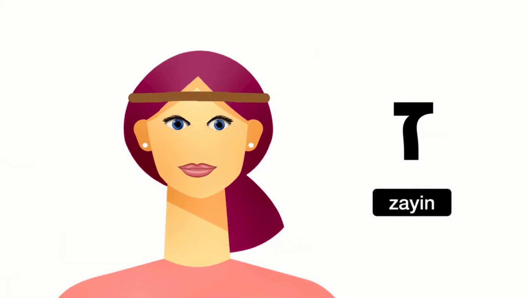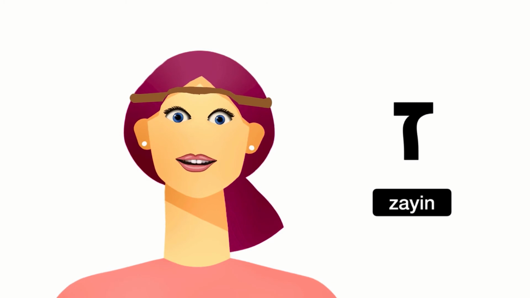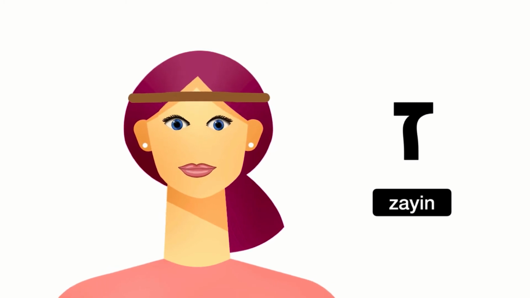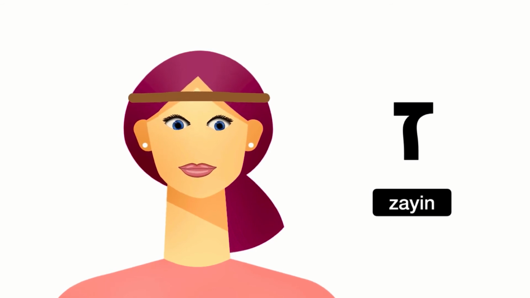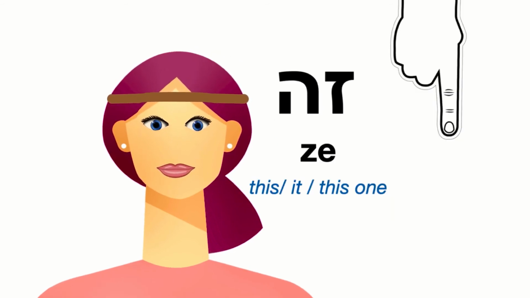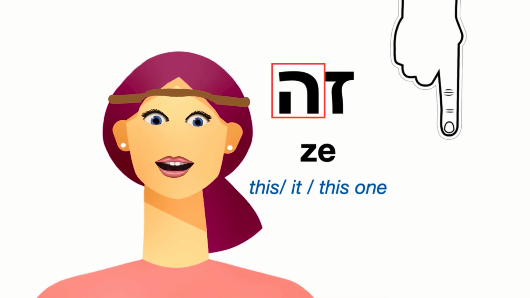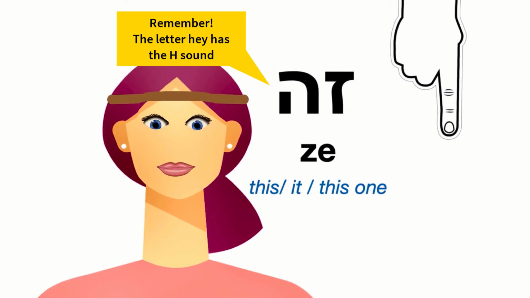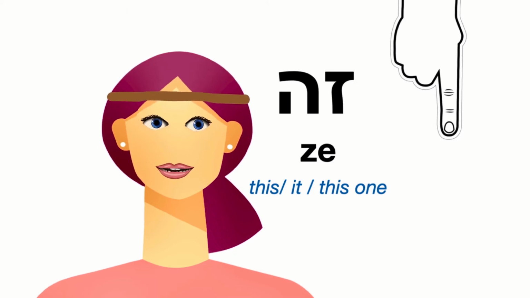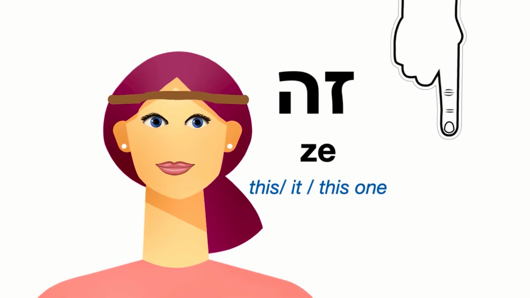The letter we'll now see is Zayin. Zayin has the Z sound. In this word, we have the letter Zayin and the letter He. We pronounce it as Ze. Ze means this, it, or this one.